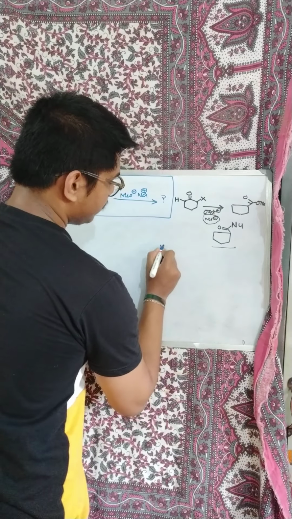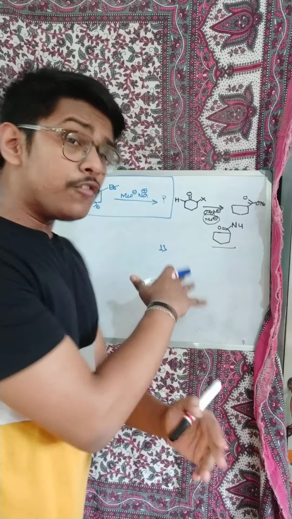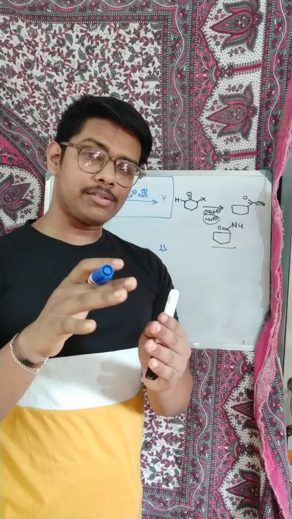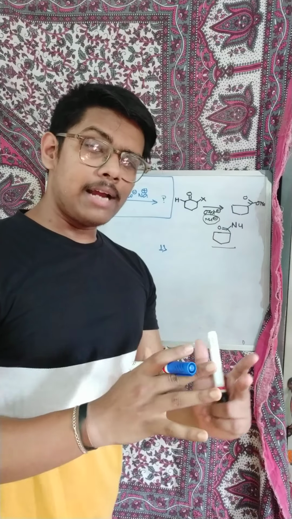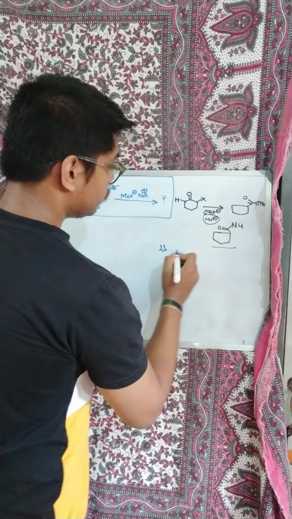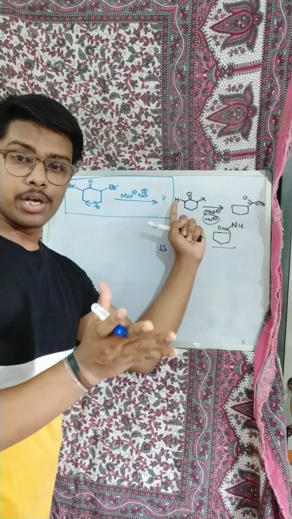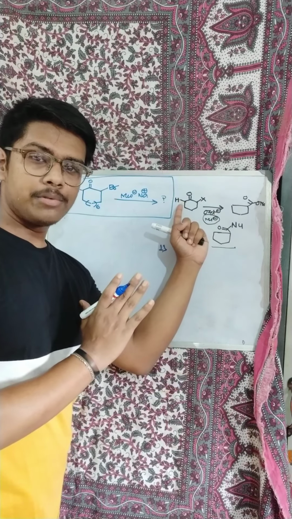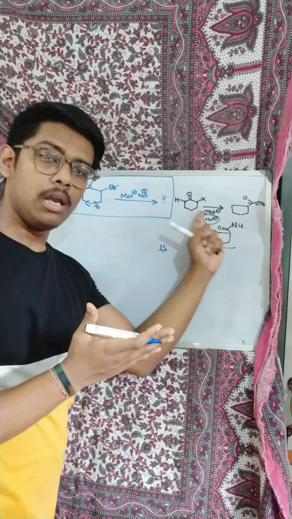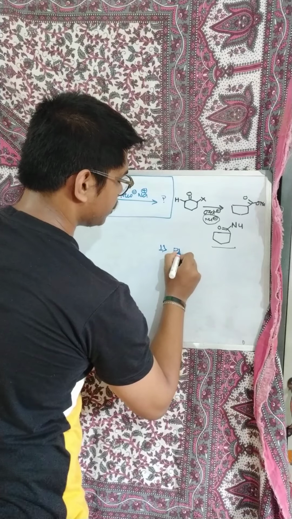For the mechanism, the first step is this: the nucleophile has some basic property. If the nucleophile has some basic property, obviously this hydrogen is acidic, because this hydrogen is just beside a carbonyl carbon, so it has some acidic property. This hydrogen will be extracted by the nucleophile. So the first step will be extraction of this acidic hydrogen, and this will create a negative charge here. This negative charge will attack the carbon bearing the good leaving group, and the leaving group will go out. So the first step is proton extraction.